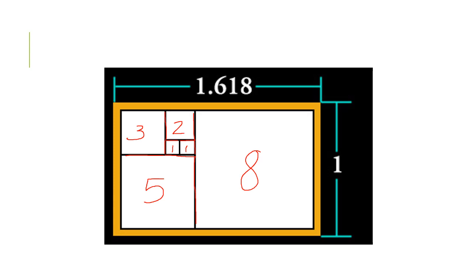Tama ba? Makikita natin dito na yung ratio na 1:1.618 or yung ating golden ratio follows the measurements of our Fibonacci sequence. So, hindi naman ito nakikita sa nature. So, anong significance nitong blocks na ito?